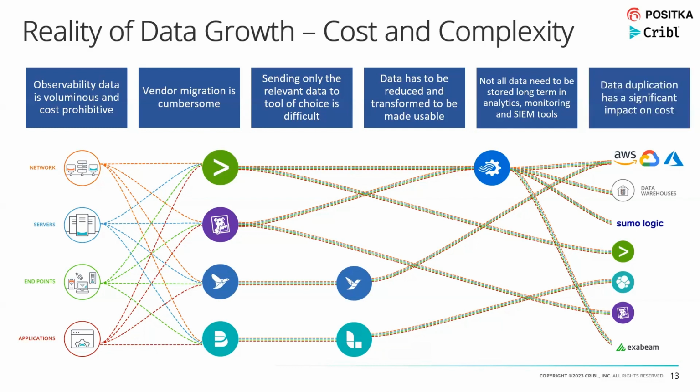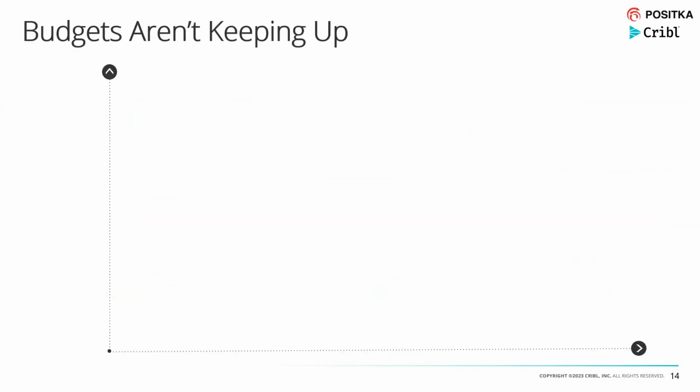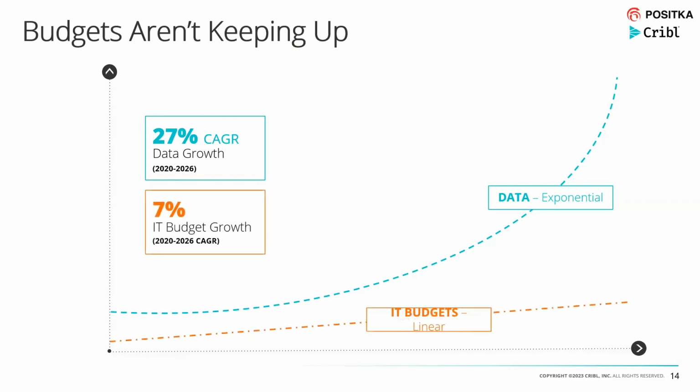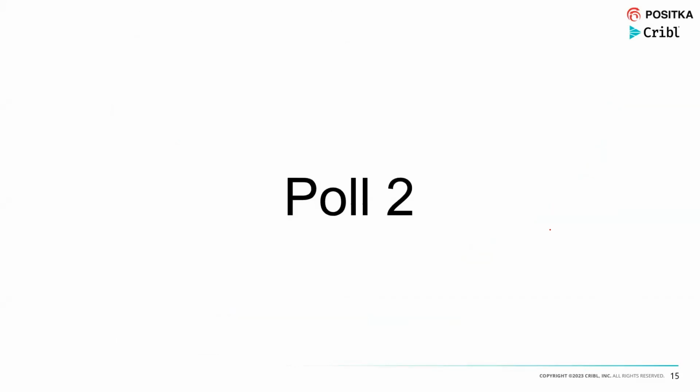And lastly, data duplication is going to have a significant impact on cost. Sending the full data to several different destinations is going to affect your resources. It's going to affect your license cost. And these are some of the major problems that people feel with the current data growth and the IT infrastructure. Now, the budgets are simply not keeping up. Data growth is extremely exponential, at a 27% compound annual growth rate, while the IT budgets are more linear. So it is only going to be harder for organizations to address the issues that we just discussed. So let's look into another poll item.